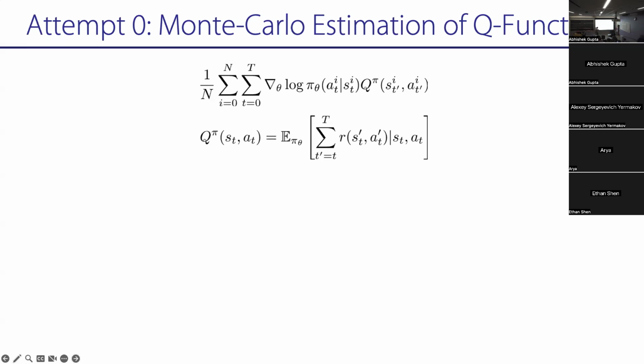Like, we're just going to take a bunch of samples and regress from S and A to the sum of rewards. This is still on policy. Still on policy, perfect. And there's another issue with it.